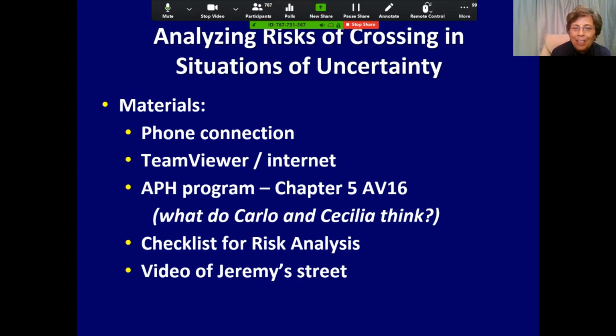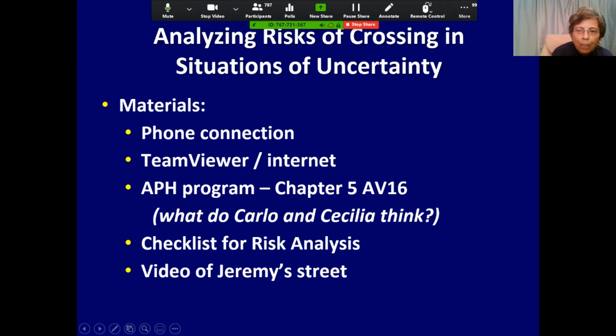And so I had these two guys look at 3 different situations, and then we went through our little checklist of risk factors and decided how likely was it that if they crossed in that situation, they'd be seriously injured or killed, and then decide if it was acceptable risk and look at alternatives. So I had that program.